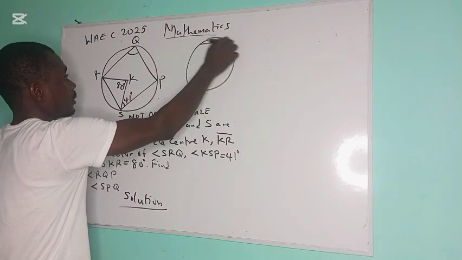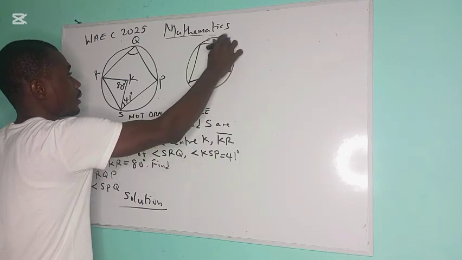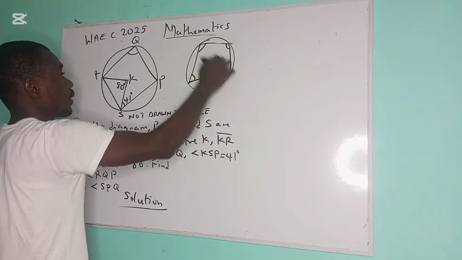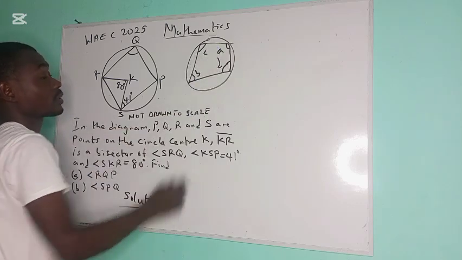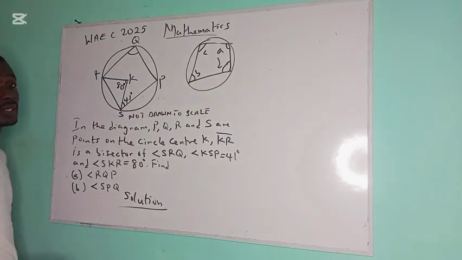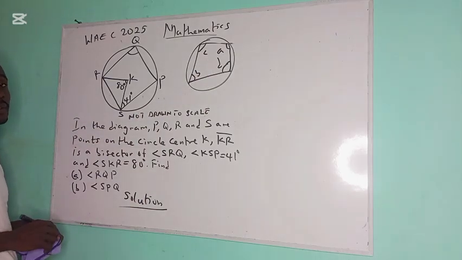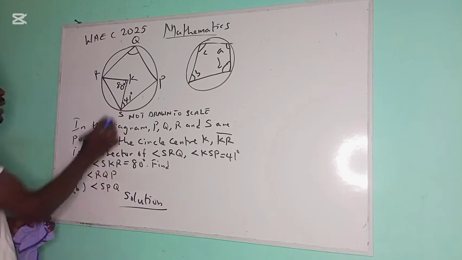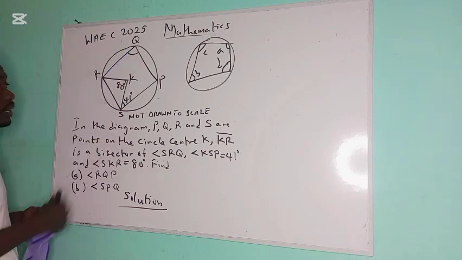When you have a cyclic quadrilateral, it is known that A plus C is equal to 180, and B plus D is equal to 180. That is, the two opposite angles are supplementary. That is what we are going to use to get our Q here.